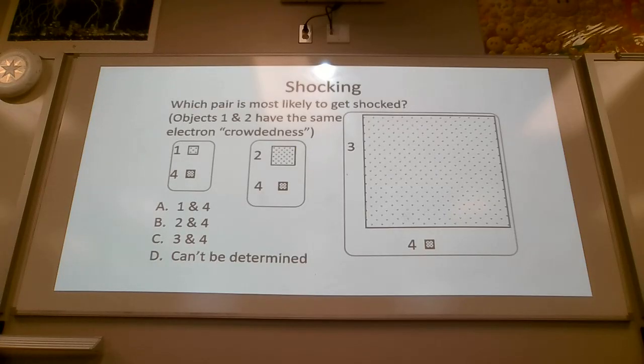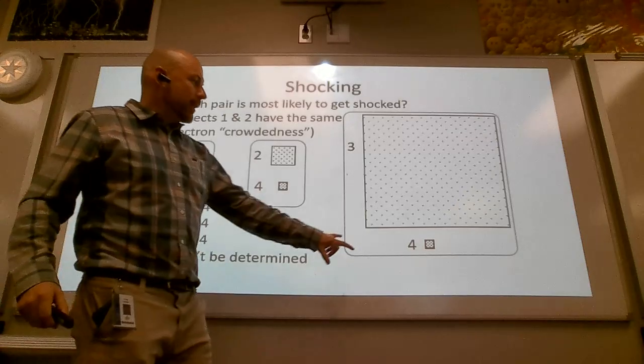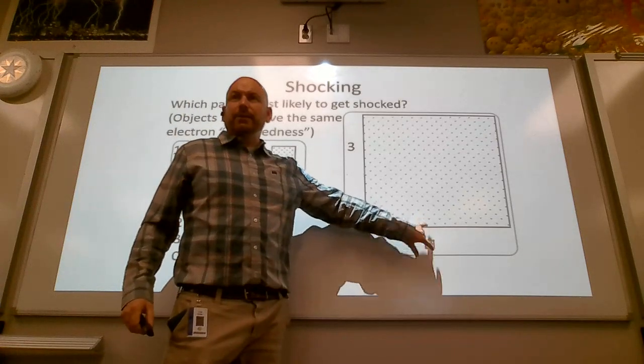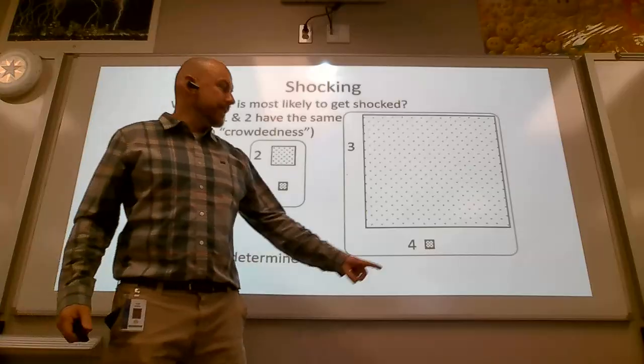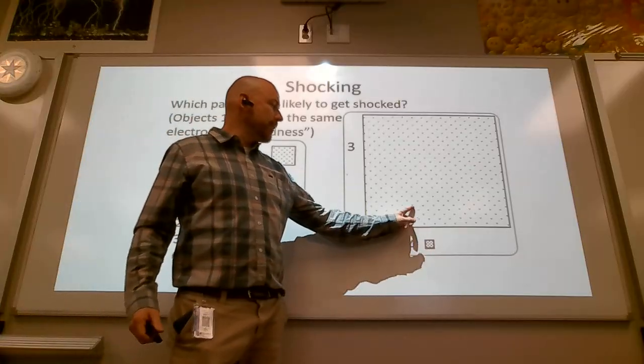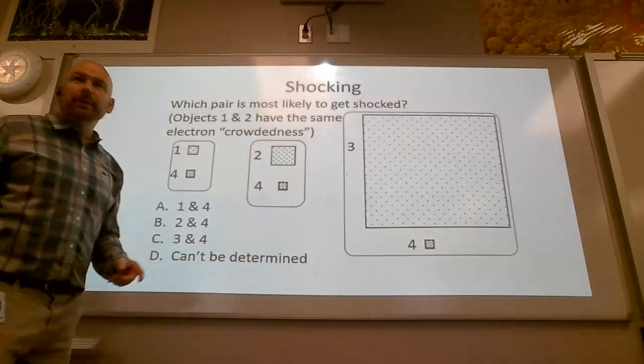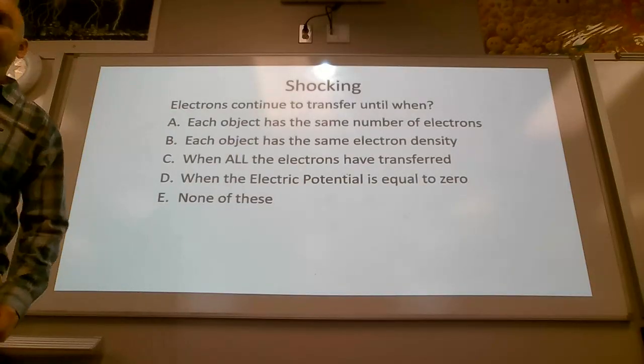Tell your neighbor. Tell them why. Correct answer is C. There's a greater difference in electron crowdedness. So these electrons are way more motivated to jump over here than they are here or here.